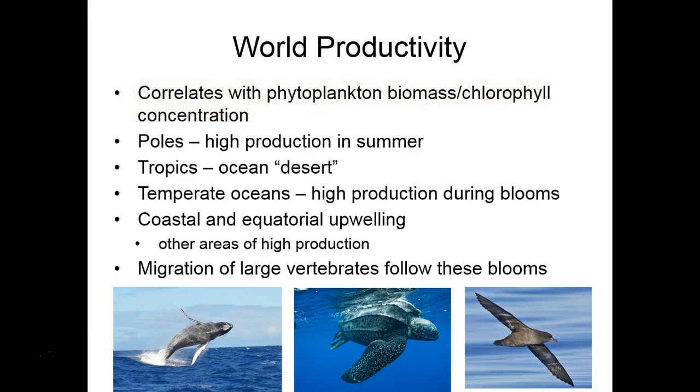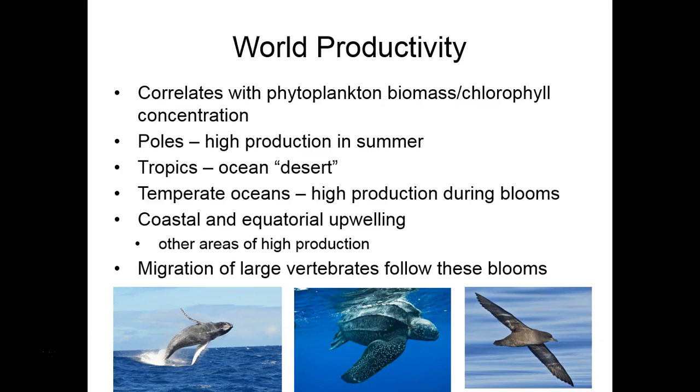So across the world, and also just to summarize, world productivity correlates with phytoplankton biomass and chlorophyll concentrations. In the poles, we see high productivity in the summertime. The tropics tends to be an ocean desert, meaning that there is not a lot of productivity in the tropics except for close to land. And then in temperate oceans, away from land, again, we see high production during bloom. So again, that happens in the spring and in the fall.